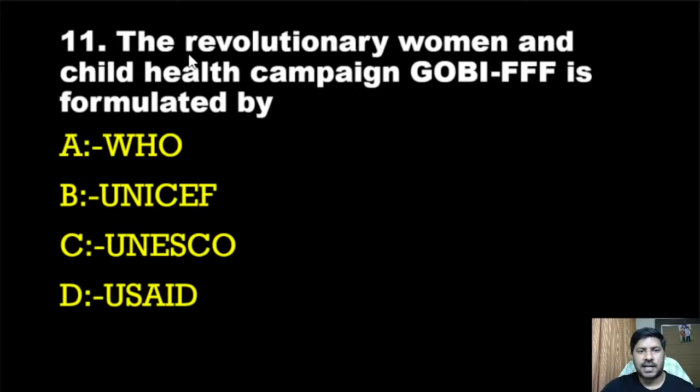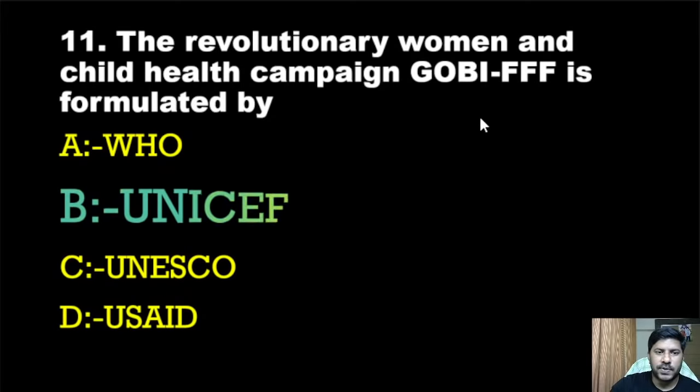Eleventh question. The revolutionary women and child health campaign GOBI-FFF is formulated by WHO, UNICEF, UNESCO, USAID. Correct answer is UNICEF. The revolutionary women and child health campaign GOBI-FFF is formulated by UNICEF.